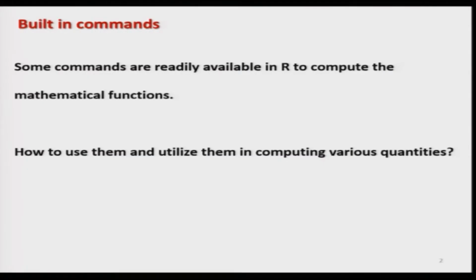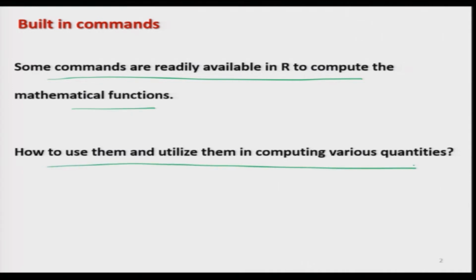In R software we have two options: either I can write a command on the R console and execute the program, or there are some built-in commands which have been programmed by other people. Those commands are readily available inside the R software to compute different types of mathematical functions, for example if you want to multiply, sum, or find out the arithmetic mean. My objective here is very simple: I want to show you how to use them and how you have to be careful while using those operations.